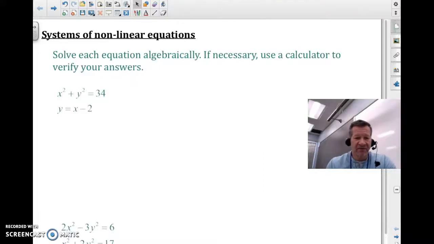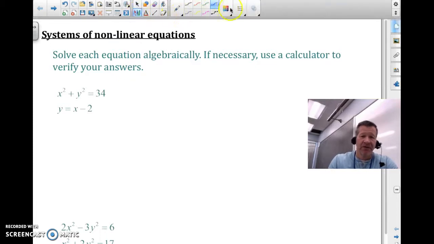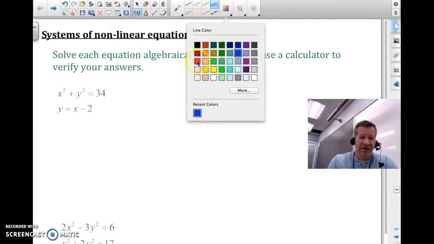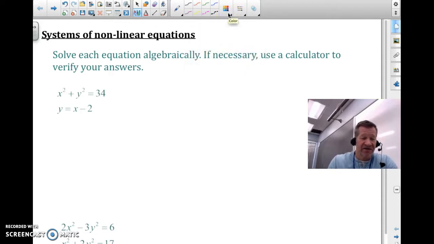Jumping ahead to section 11.6, we are now going to solve systems of nonlinear equations, okay? There will be some linear equations in here, but they will be matched with other nonlinear equations. Now, when two lines intersect, they can only intersect in one place unless they're the exact same line. However, when we talk about nonlinear equations, you can understand that it's possible that you'll get more than one answer.